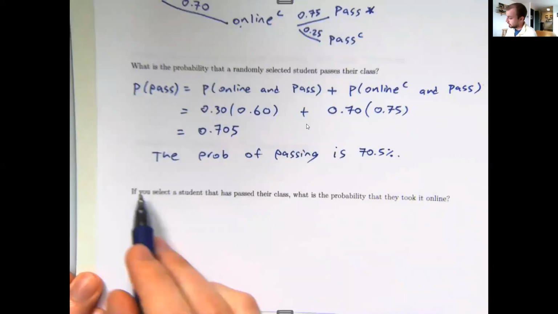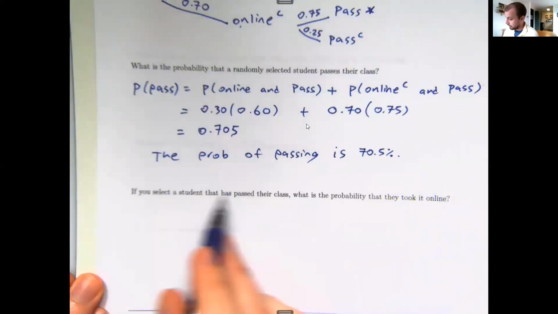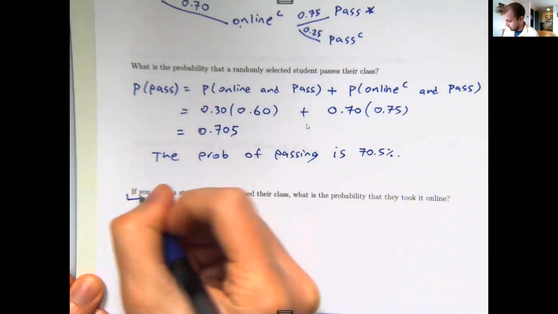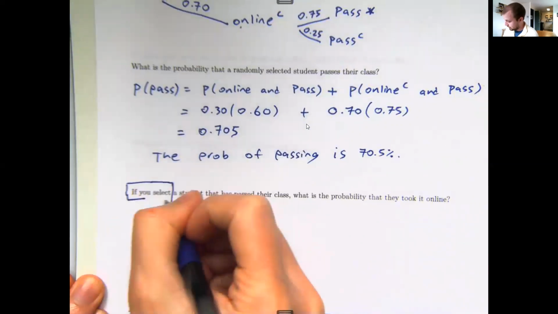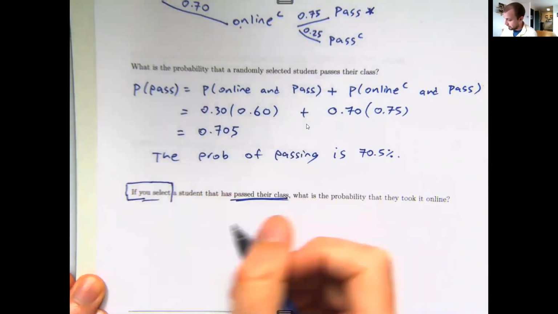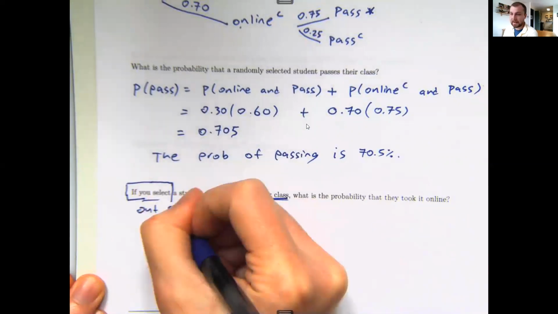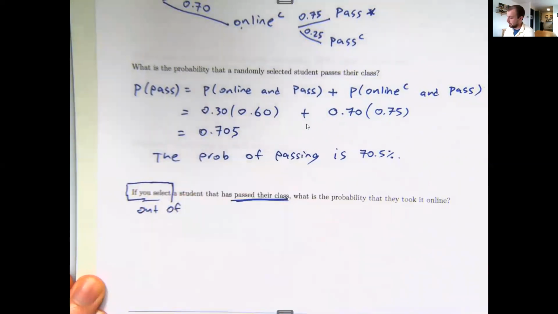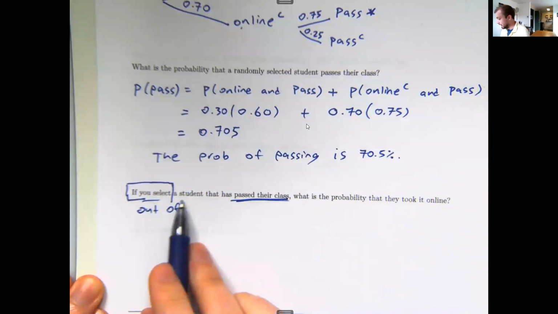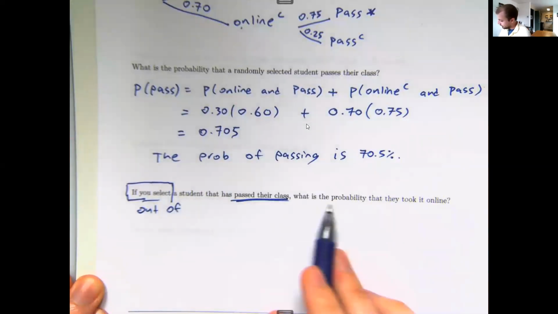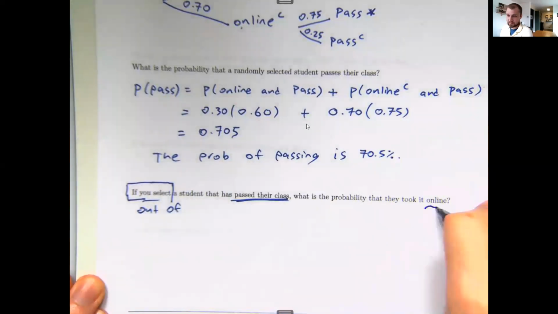If you select a student that passed their class, ooh, I hear an if statement, okay. In the back of my head, I'm thinking this sounds a lot like out of. If you select a student that has passed their class, what is the probability that they take it online?